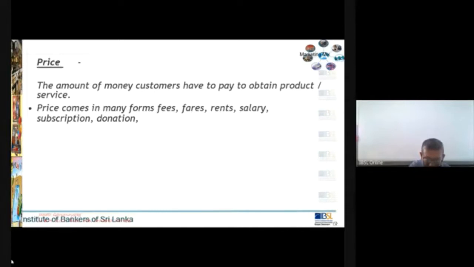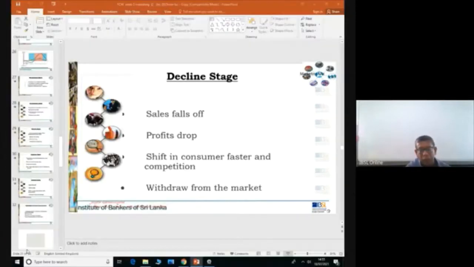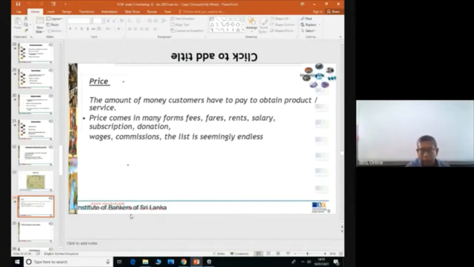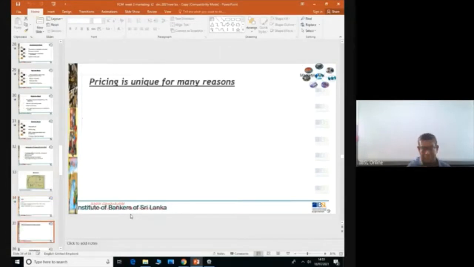Now, before we wind it up, I'll ask you to think about this. Pricing is unique for many reasons in the marketing mix.